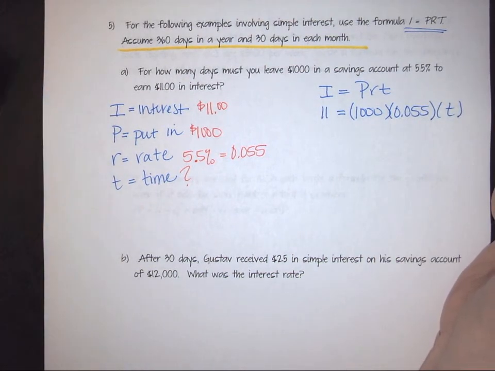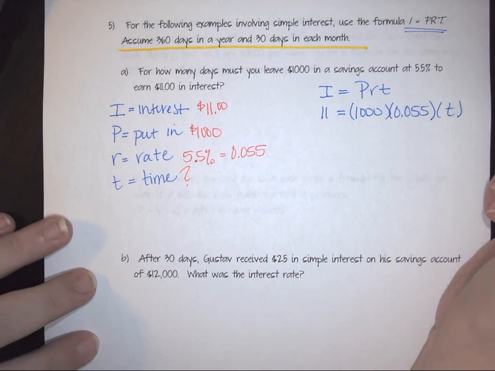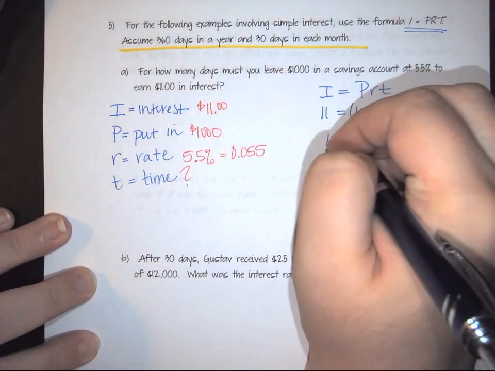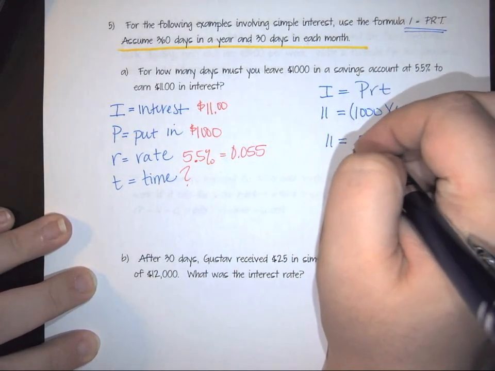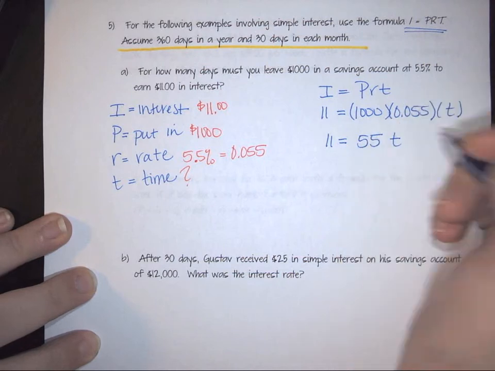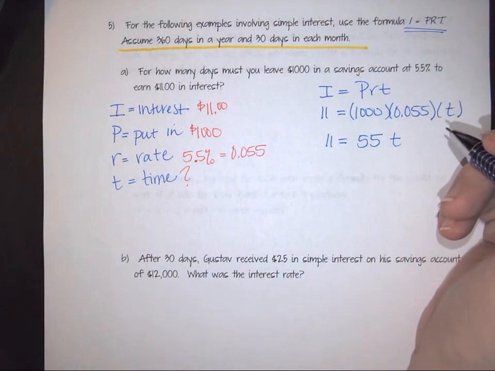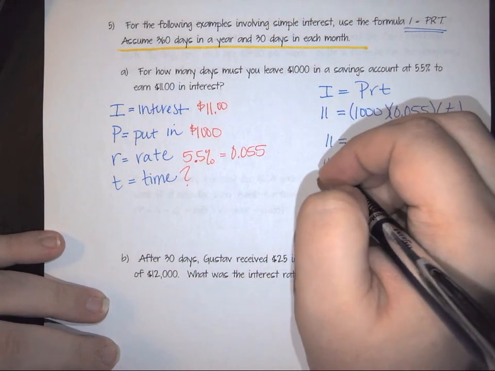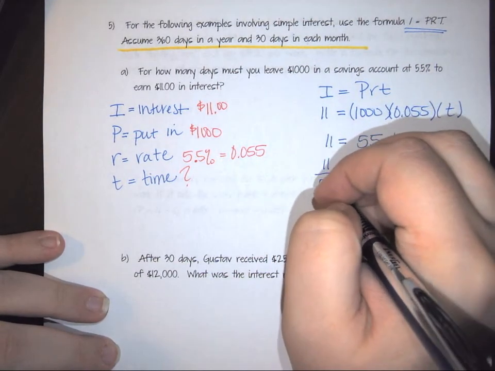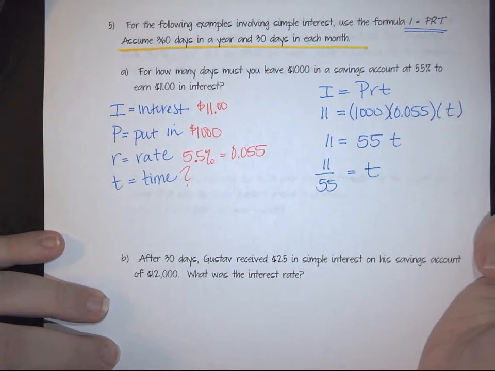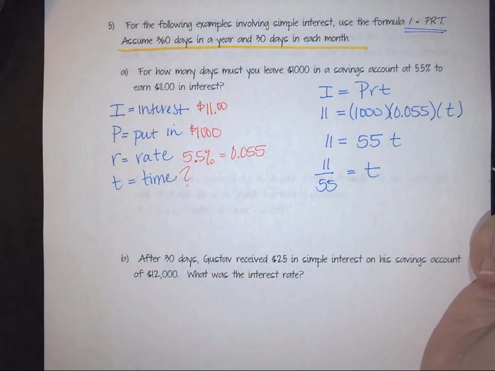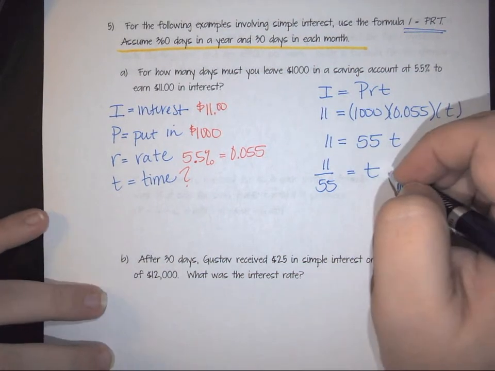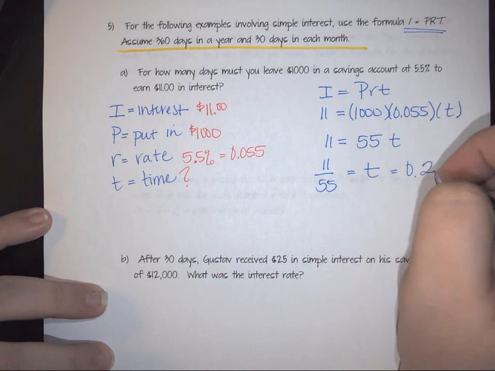So 1,000 times 0.055 gives you 11 is equal to 55T. So here we're going to go ahead and divide. So this becomes 11 over 55 is equal to T. Well, 11 over 55 is going to be the same as 0.2.